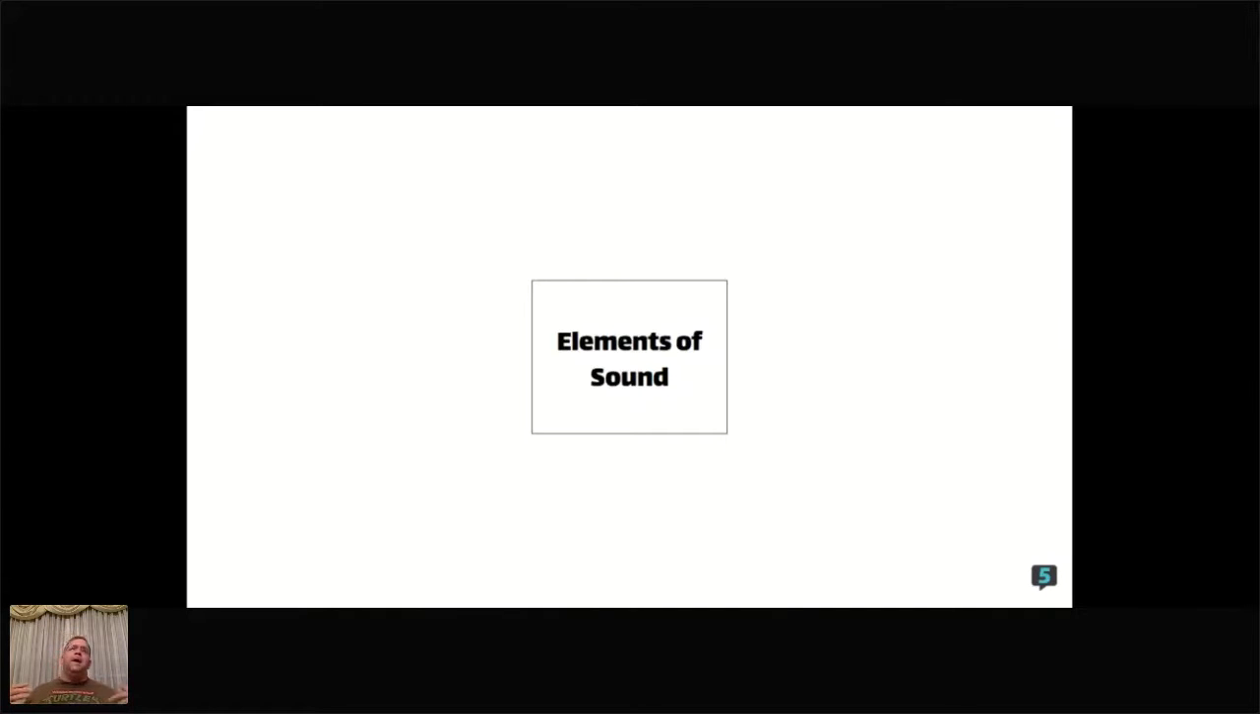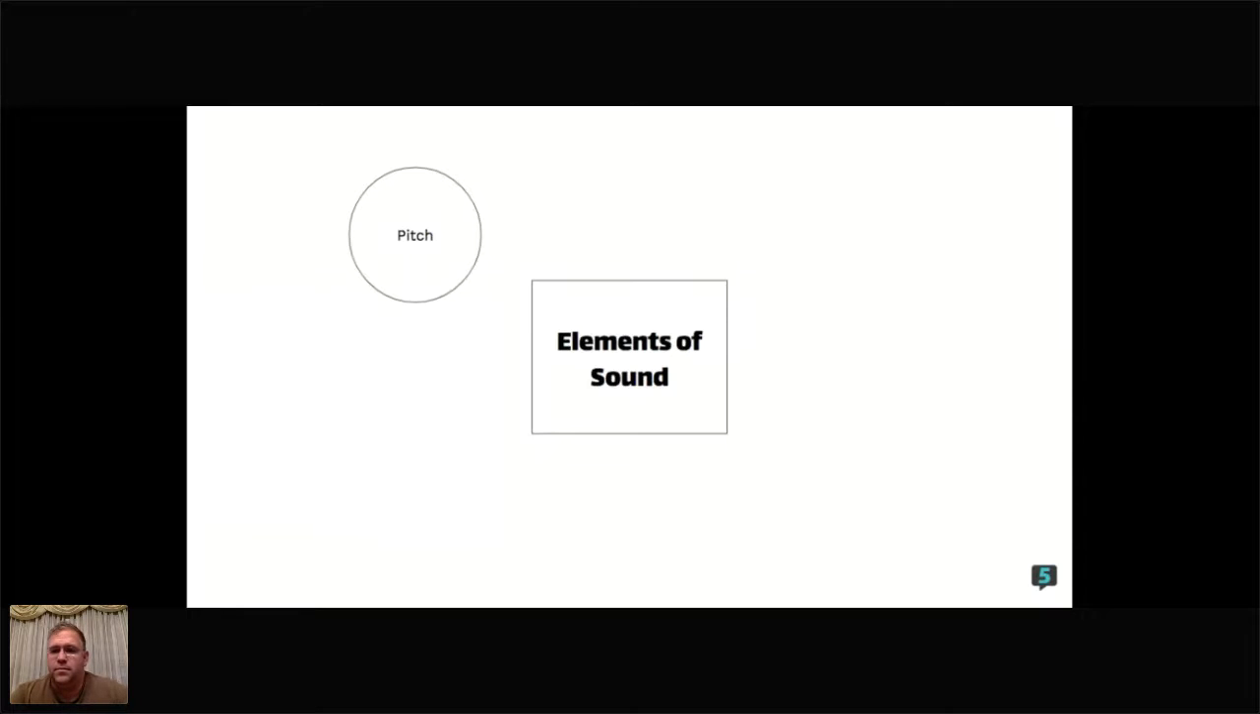Well, what makes up these sounds? What are the elements of sound? For our purposes, we're going to stick to three elements here. The first one being the pitch, also referred to as the frequency. I should have put the word frequency in here, so I'm just going to make a note that pitch equals frequency.